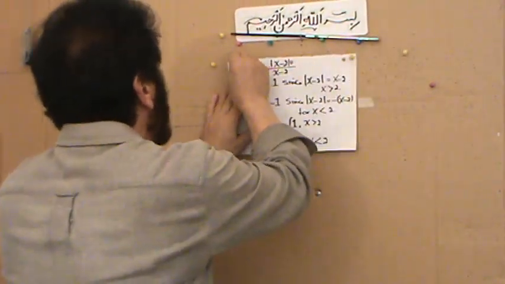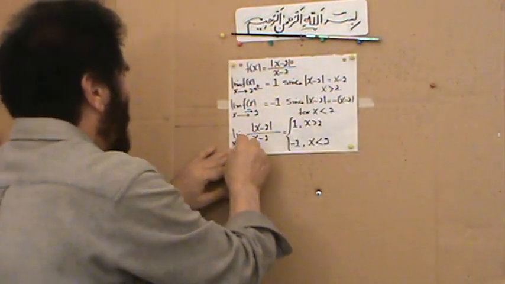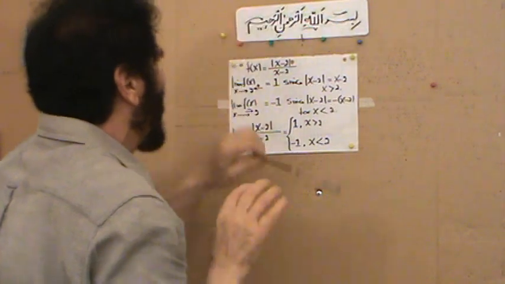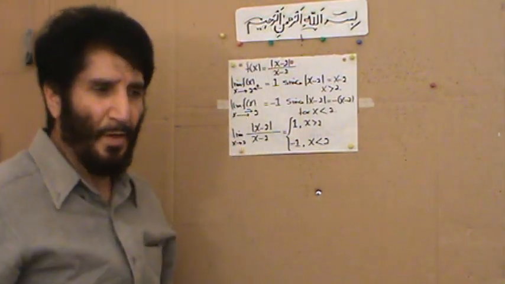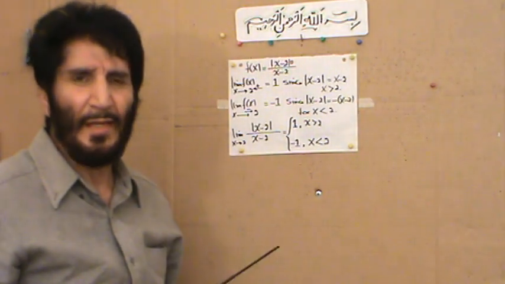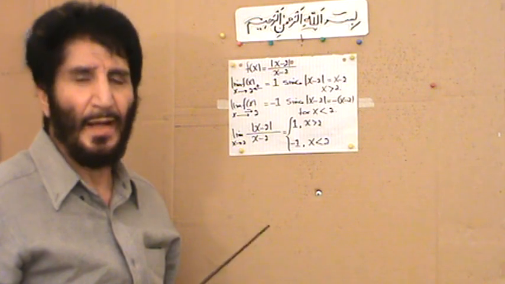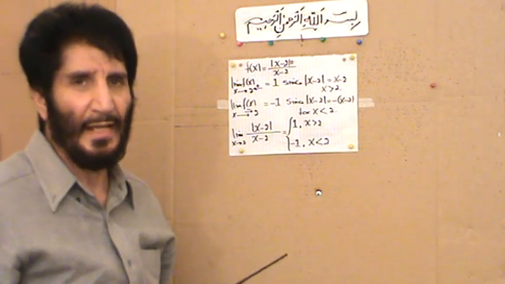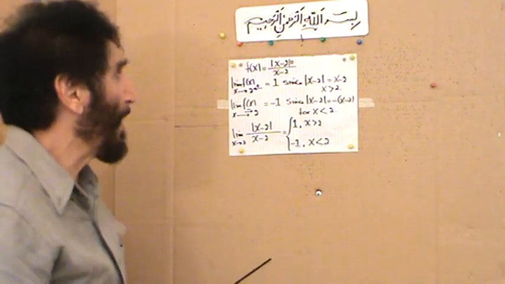We want to know what is the limit of f of x, where f of x is the absolute value of x minus 2 over x minus 2. The concept of absolute value is very elementary. The absolute value of x is x if x is non-negative, and negative x if x is negative. That's exactly what we're applying here. I'm not going to go deep into that.